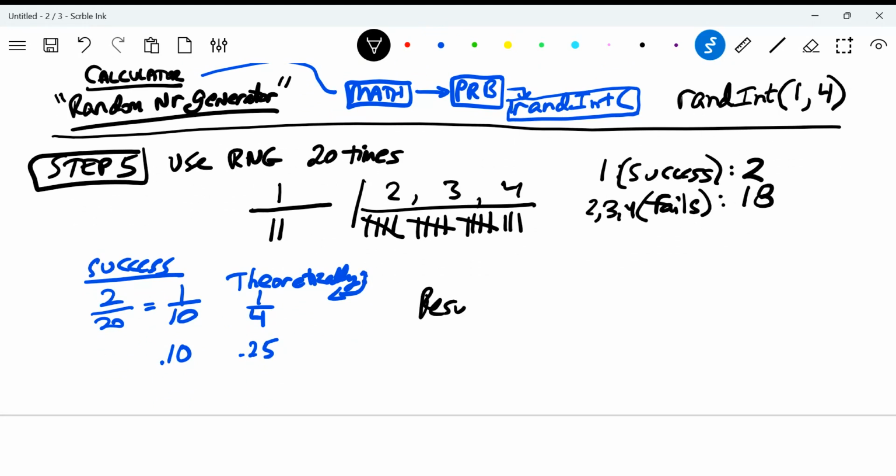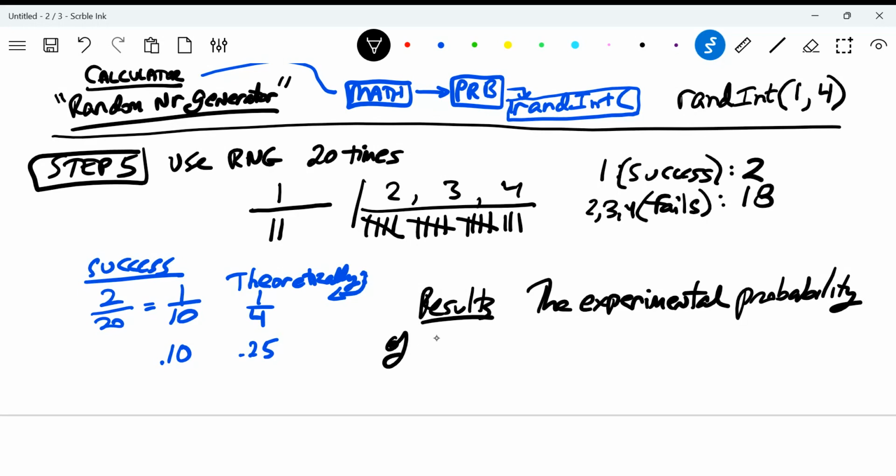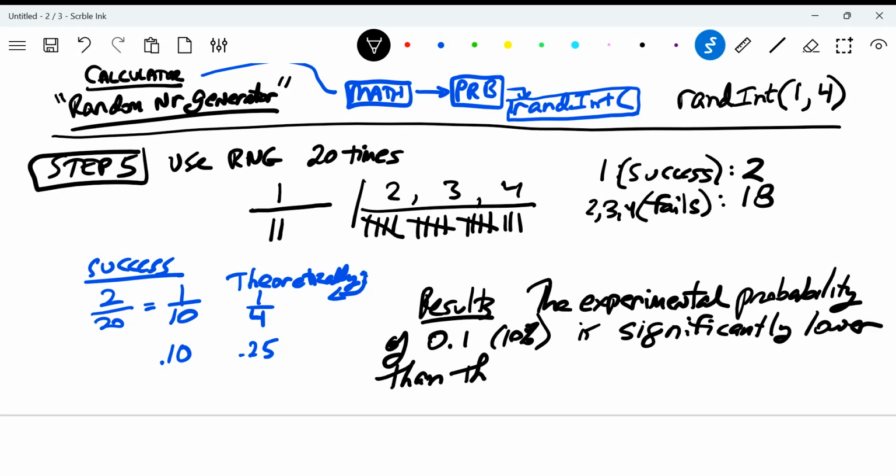So results. Results of this experiment: the experimental probability of 0.1, or I'll call it 10%, is significantly lower than the theoretical probability of 0.25 or 25%.